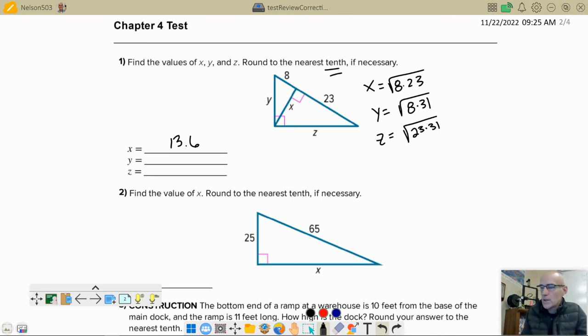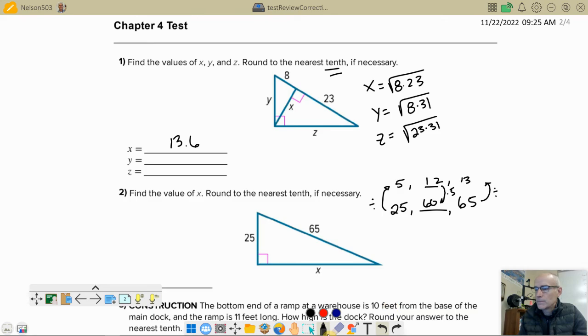Number two, it's a Pythagorean triple. It's just kind of hiding. Okay, so 25 something 65 is not a poster on the wall. But if I divide by 5, that comes down to 13. If I divide by 5, this comes down to 5. So 5, 12, 13 is a poster up on the wall. So if we multiply by 5 to get back to here, that gets us 60 on that piece right there.